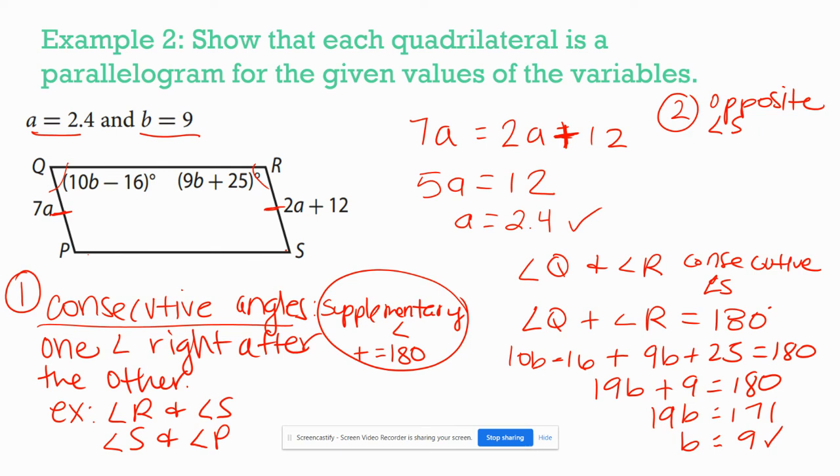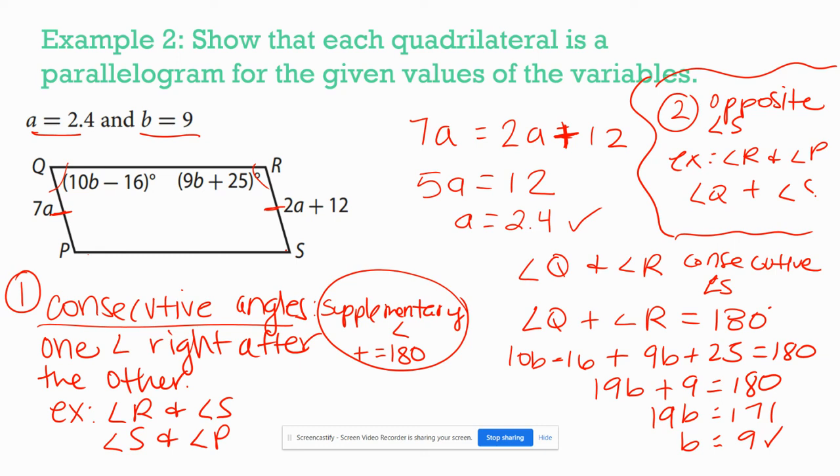Examples of opposite angles would be, and again, this is good to have out to the side or as part of your notes, angle R and angle P, angle Q and angle S, and that's it for this parallelogram. Those are opposite angles. Opposite angles are equal to each other. So consecutive angles are supplementary, opposite angles are congruent.